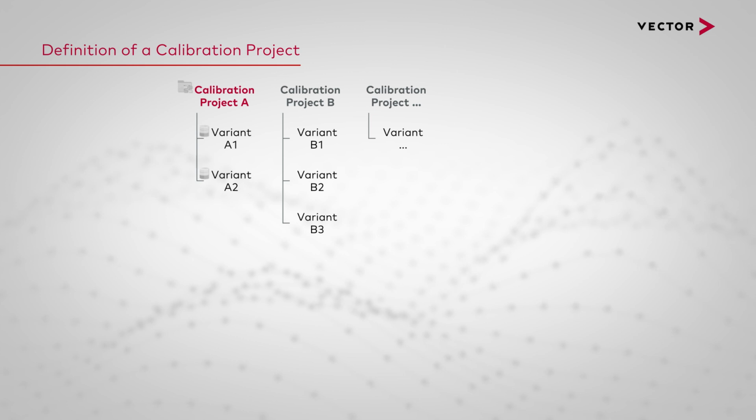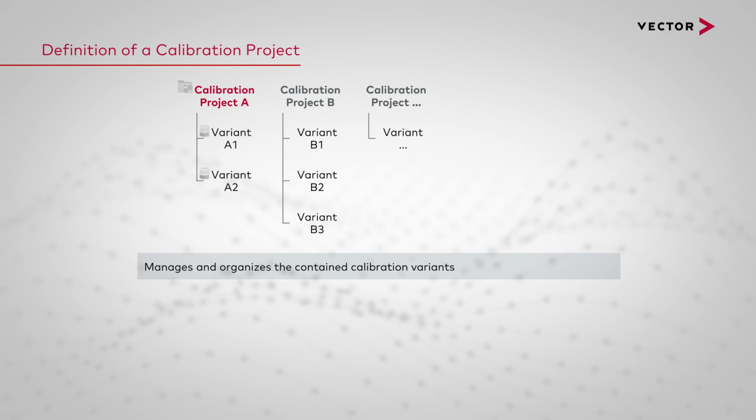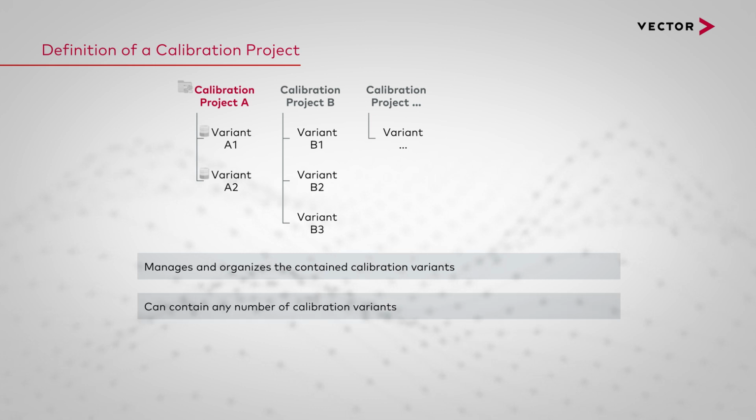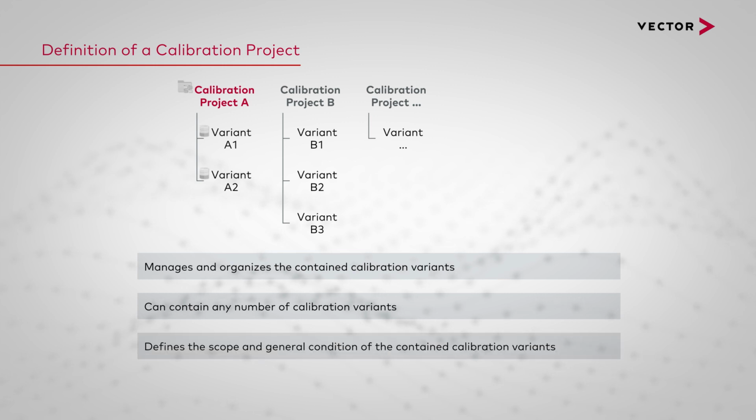Several projects can be created within the vCDM system. The project manages and organizes the contained calibration variants. Each project can contain any number of calibration variants. The project defines the scope and general condition of the contained calibration variants.